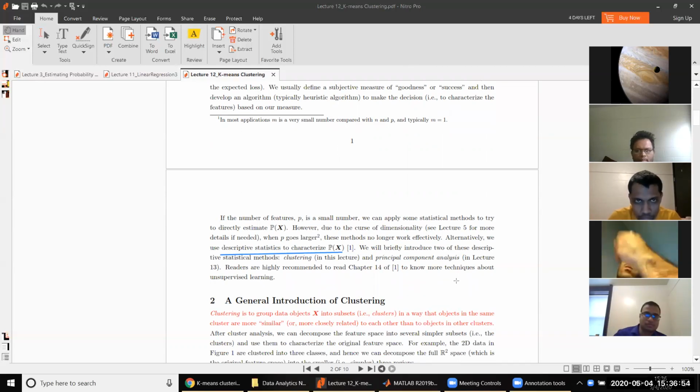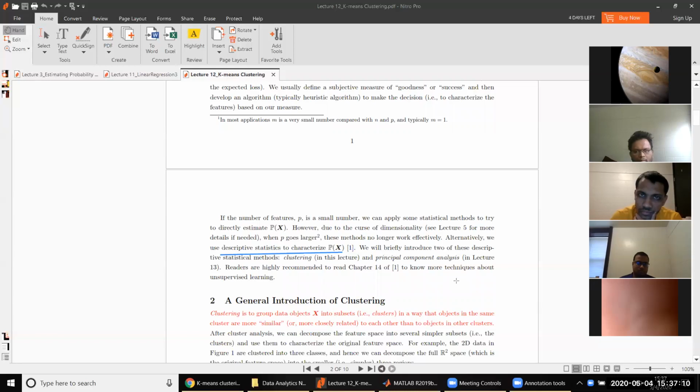In this course, I'm going to introduce two descriptive statistical methods. The first one is clustering, and the second one is principal component analysis. Both of them are extremely important. I personally would say they are the most important in unsupervised learning, excluding neural networks and deep learning. I'm talking about standard machine learning. Among basic methods, these two are the most important. If you want to know more, read chapter 14 of ESL, the textbook.